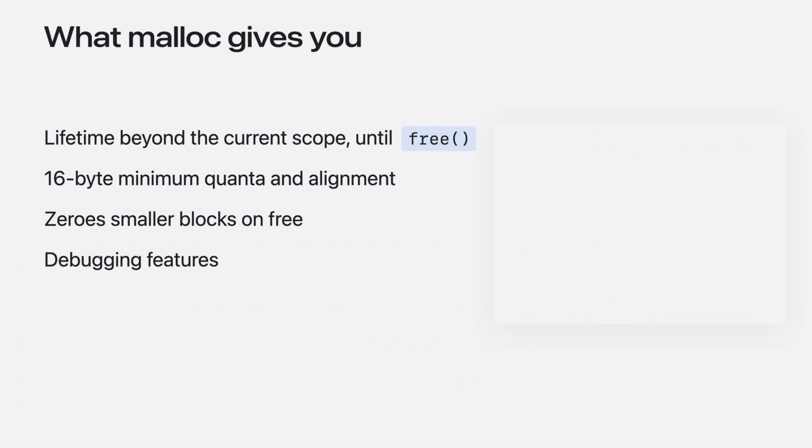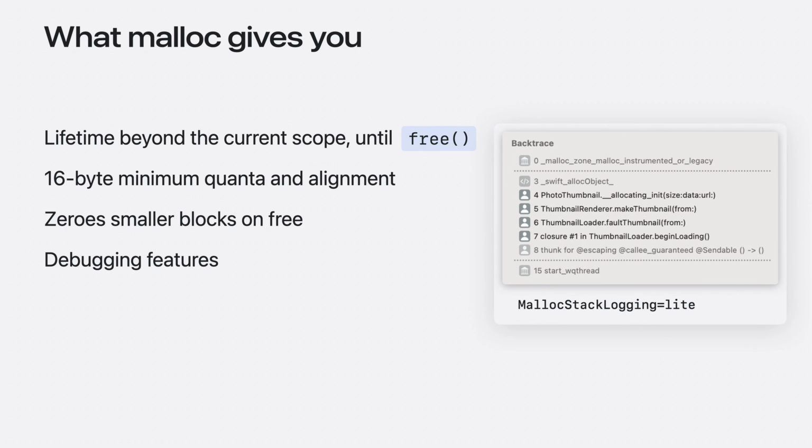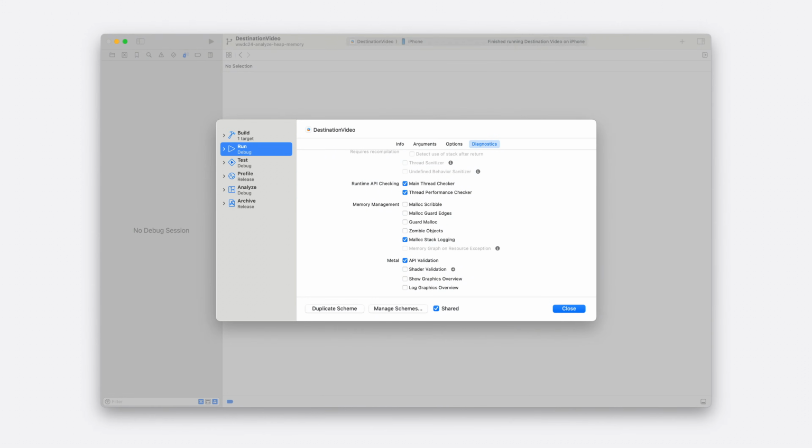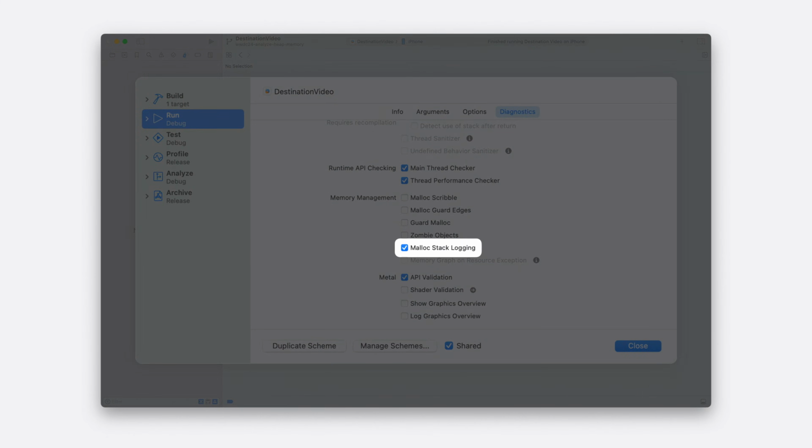Malloc also has a few debugging features. One of them is malloc stack logging, which records call stacks and timestamps for each allocation. Having malloc stack logging enabled makes it much easier to track where and when memory was allocated. In Xcode, you can enable malloc stack logging with a checkbox in the Scheme Diagnostics tab. We enabled malloc stack logging like this for all the demos we'll do today.